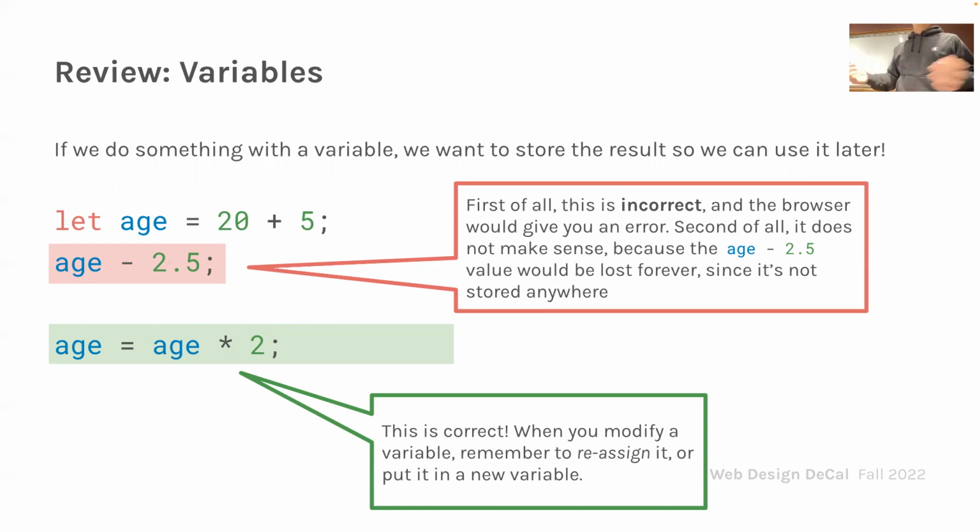And then the third line is one way you can update a variable. You assign it equal to another expression. In this case, it's itself times 2. So yeah, that's one way to reassign variables and how you can manipulate them.